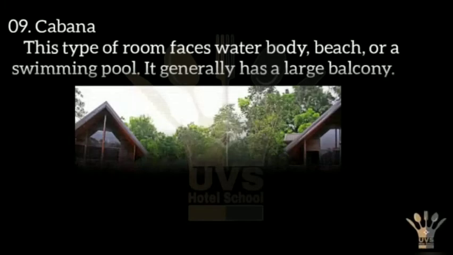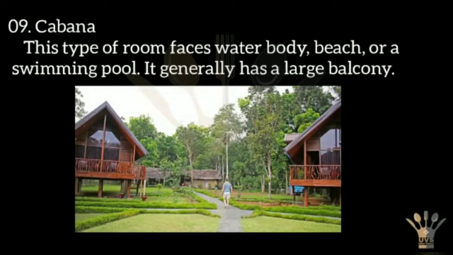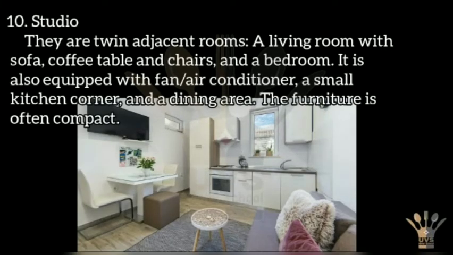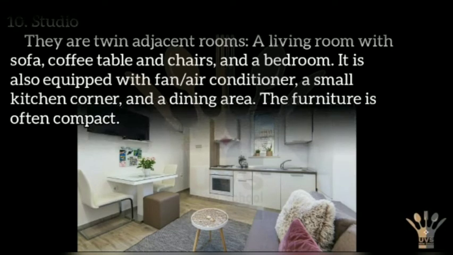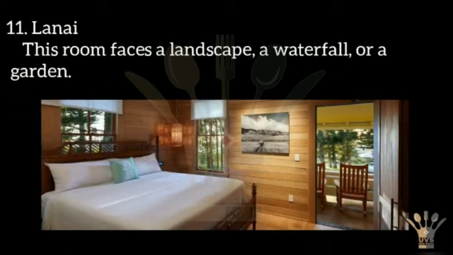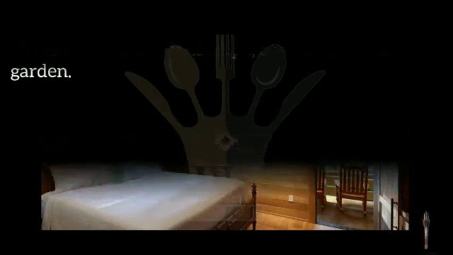8. Cabana. This type of room faces a water body, beach, or a swimming pool. It generally has a large balcony. 9. Studio. They are twin adjacent rooms. A living room with sofa, coffee table and chairs, and a bedroom. It is also equipped with a fan, air conditioner, a small kitchen corner, and a dining area. The furniture is often compact. 10. Lanai. This room faces a landscape, a waterfall, or a garden.